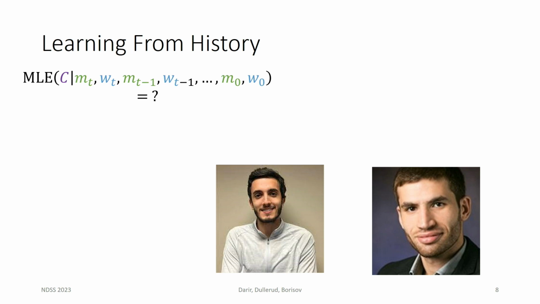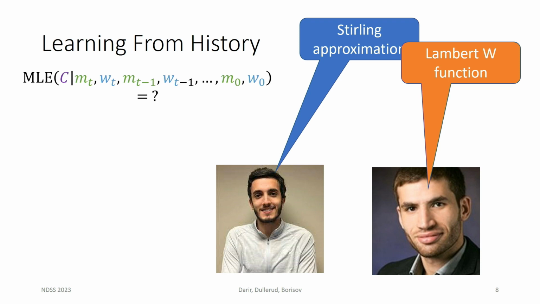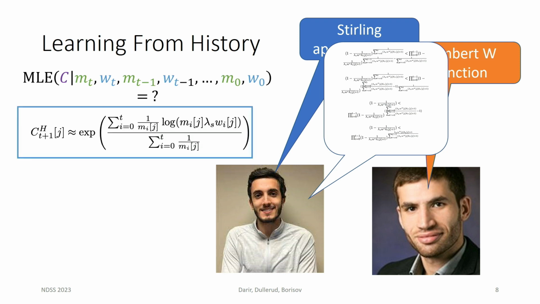And they went away for a number of weeks. They came back with this long, detailed write-up that had phrases like steering and approximation, Lambert W function, and lots of scary equations that we safely hid away in the appendix of our paper. And they came up with this formula. So this is a closed form formula that's an approximation to the maximum likelihood estimate.